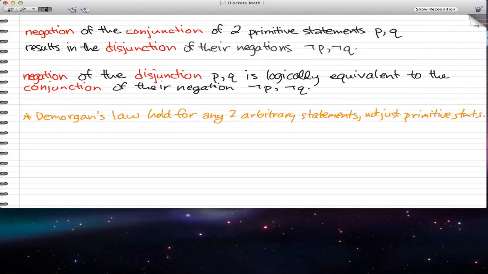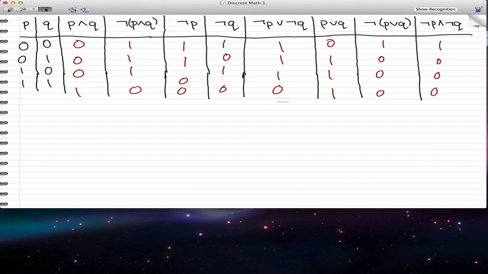Perfect. So pretty much what we have here is, so this is pretty much logically equivalent to that, right? So that's pretty much DeMorgan's law for you. So let me just write that out.